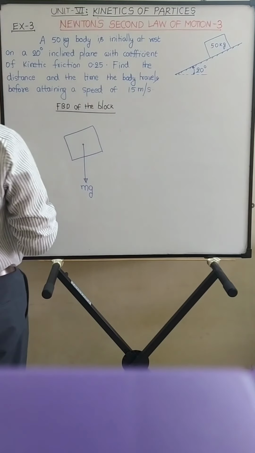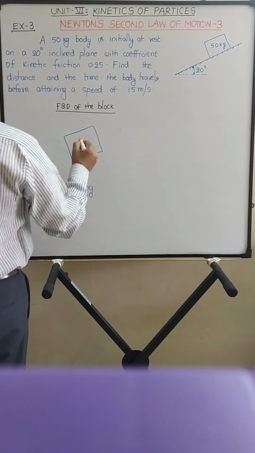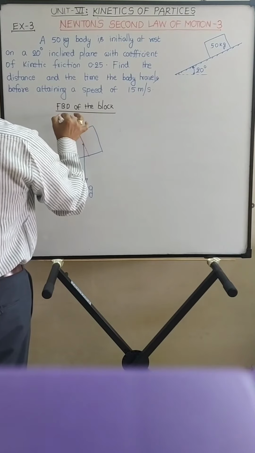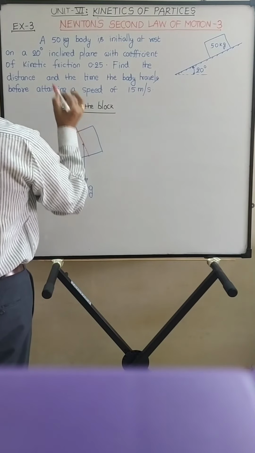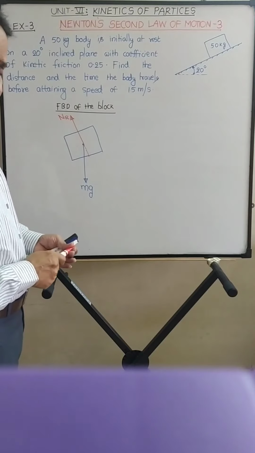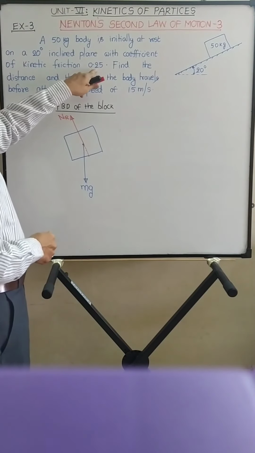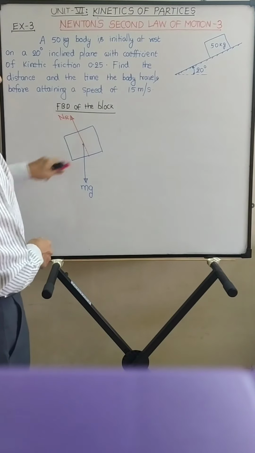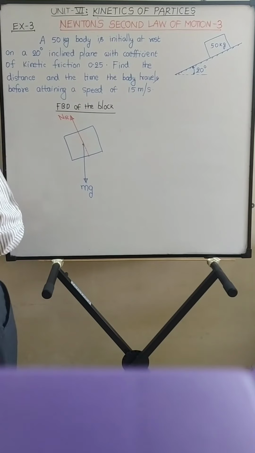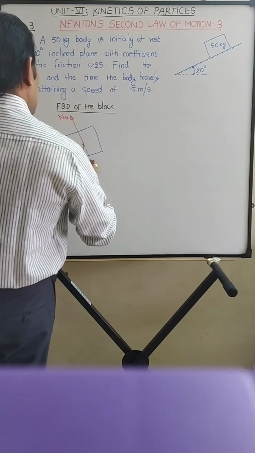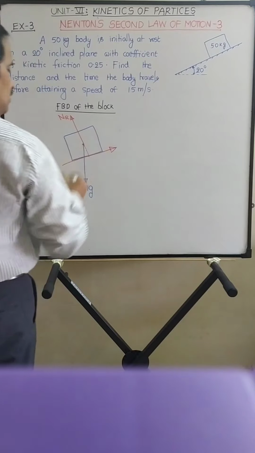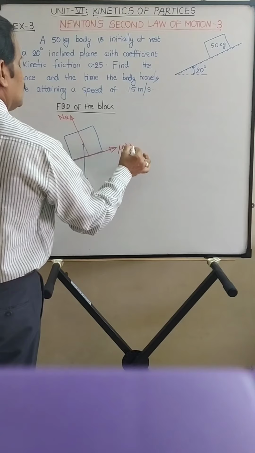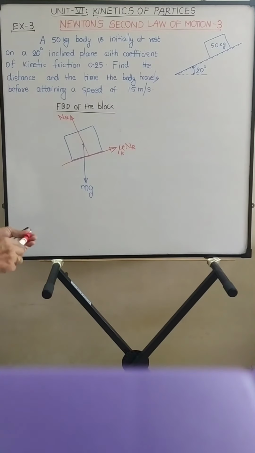So it is kept on the inclined plane. So the inclined plane will offer a normal reaction which is perpendicular to the plane. I am saying it is NR. And there is a friction force. Coefficient of kinetic friction is given 0.25. So the block is moving down the plane, so the friction force will act up the plane. So the magnitude of friction force is coefficient of friction into normal reaction. Right?